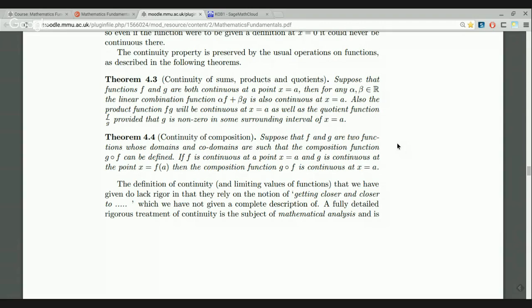The distance from x to a, or the difference between x and a, is less than delta. That means your x is located somewhere in here, but this implies that the absolute value of f of x minus f of a is less than epsilon. This statement, absolute value of f of x minus f of a being less than epsilon, is saying that the f of x value is somewhere within this interval of radius epsilon around f of a. Okay.